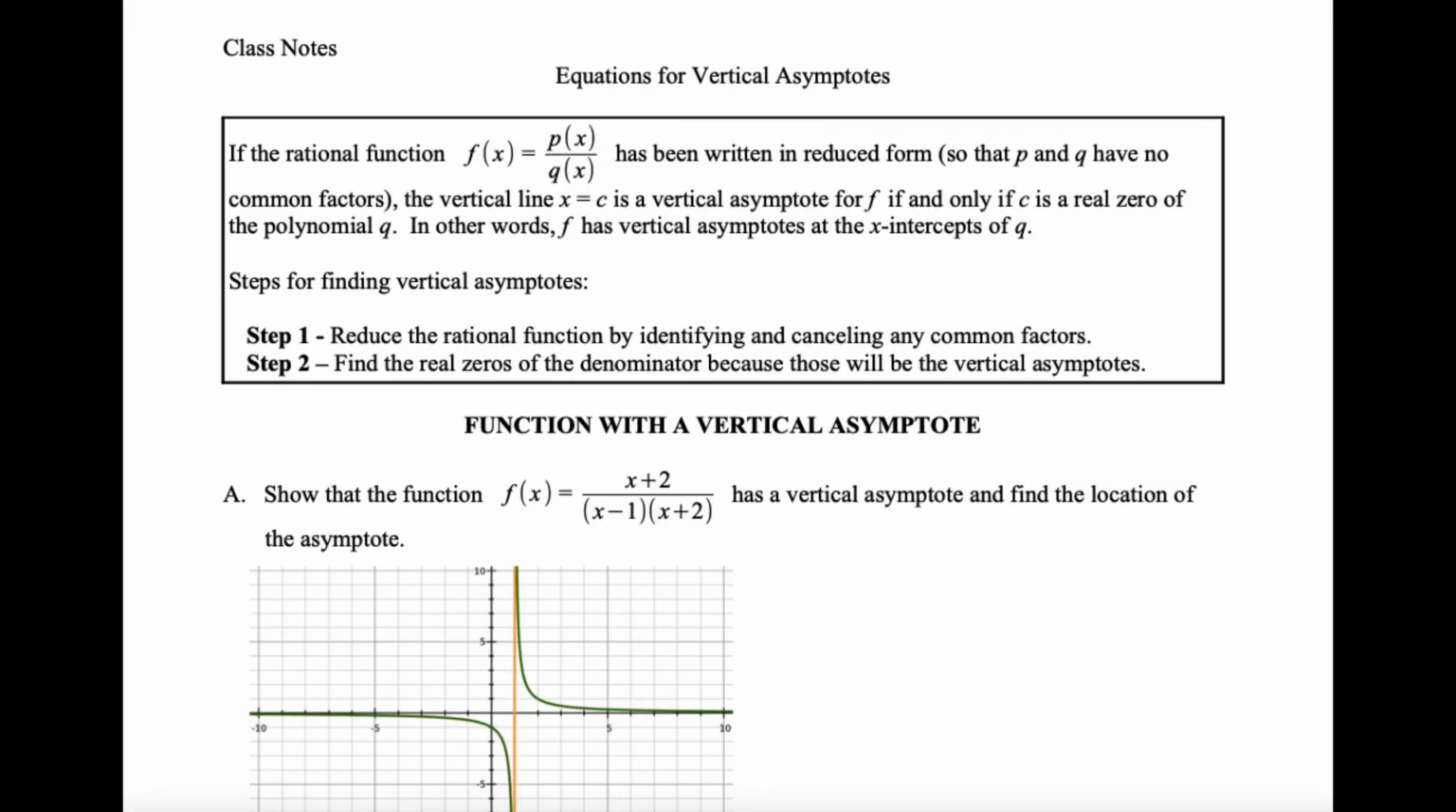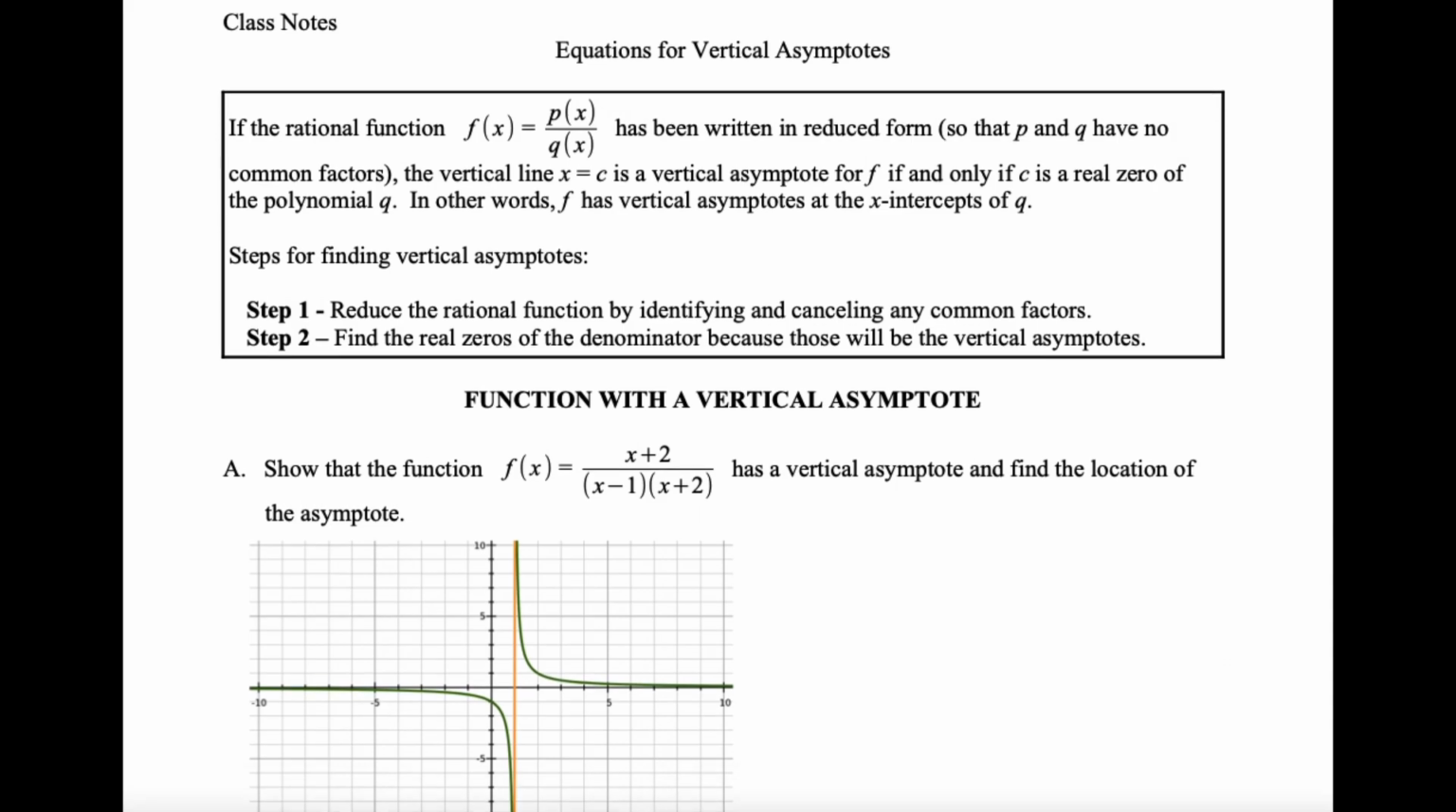Alright, so we're going to be finding asymptotes in this section, starting off with perhaps one of the easier asymptotes to find, that's vertical asymptotes. It says if you have a rational function in the form of p of x over q of x, written in reduced form so that p and q have no common factors, then the vertical line x equals c will be a vertical asymptote for the function if and only if c is a real zero of the polynomial q. That's the denominator polynomial.